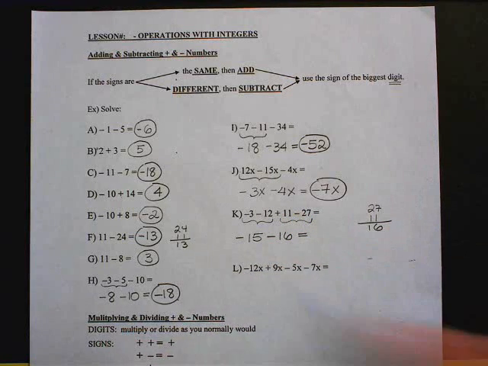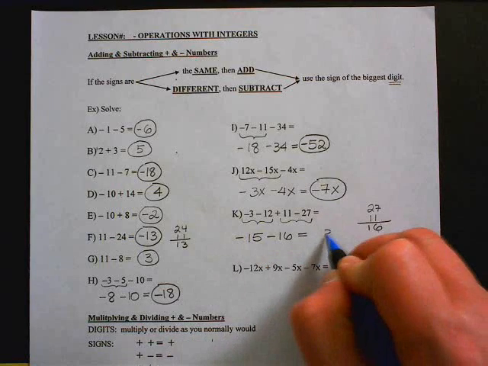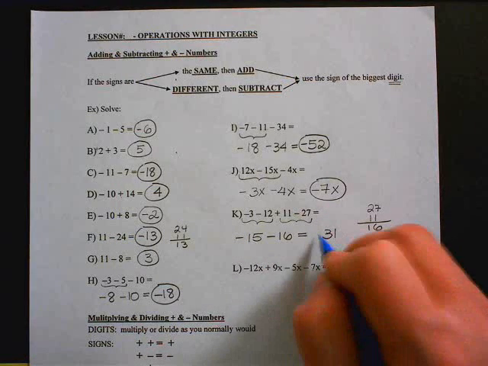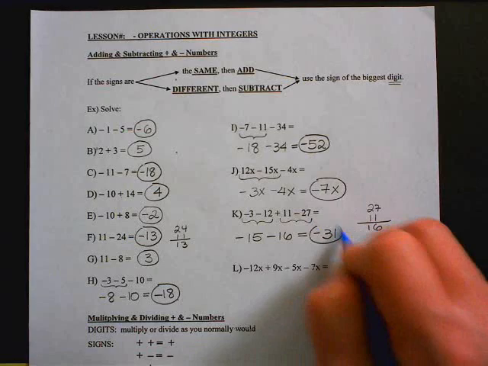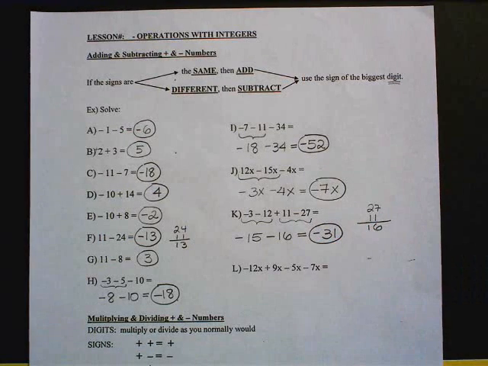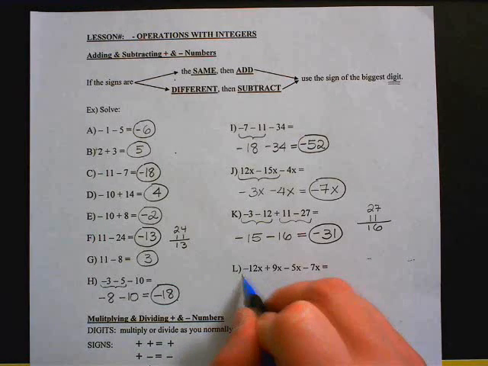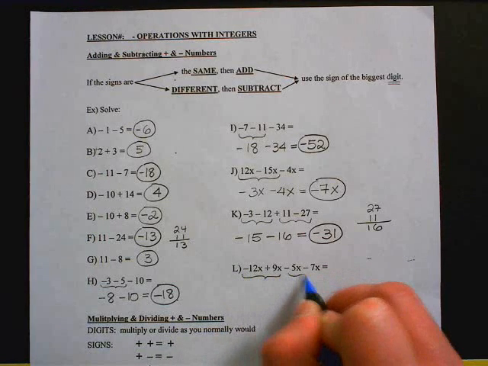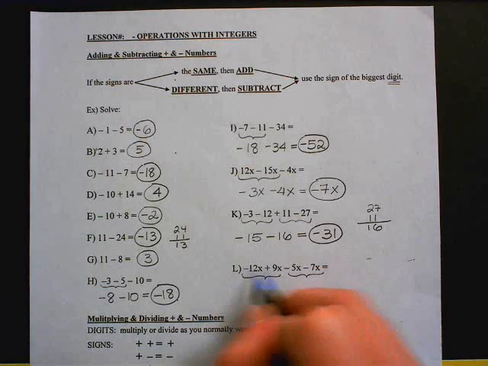Alright, signs are the same, I would add, it would be 31. And it would be a negative because 16 is the biggest and 16 is negative. Alright, last one. Do in pairs. Signs are different.